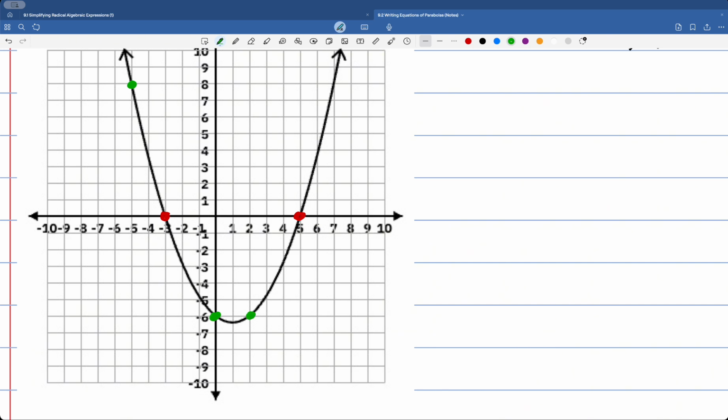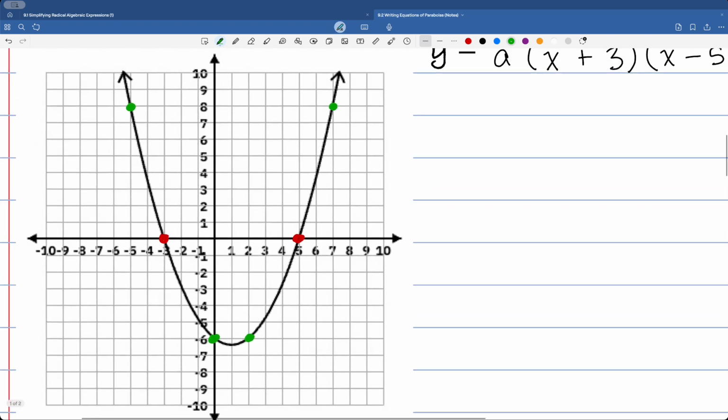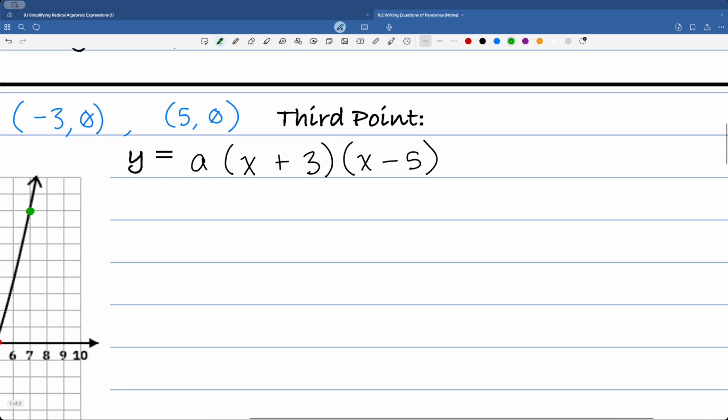And I do have this point. And then if I keep following, it's kind of hard to tell sometimes where they're at exactly. So I'm just trying my best to pick the ones that look the most similar, or the most visible. So for the purpose of this one, I'm going to use the 2, -6 point as my third point. The purpose of the third point is so that we can solve for a. We don't know what a is.